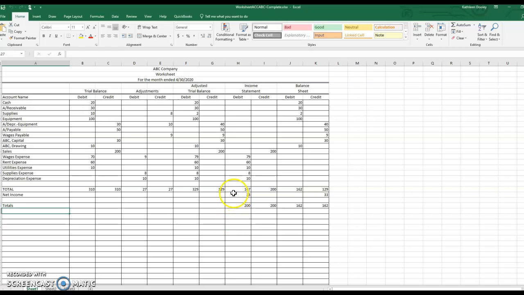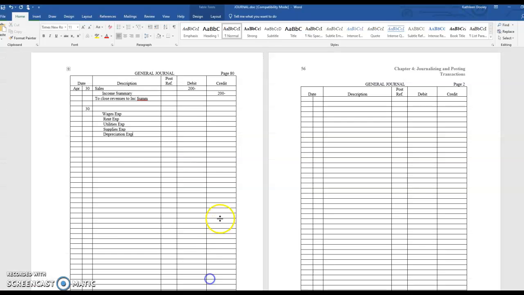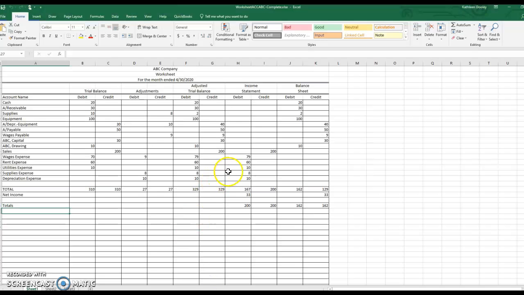Now, these are all debit balances, so we need to credit these on our closing entry so that we can bring them to 0. So we have 79 for wages and 60 for rent. Okay, so wages, I'm going to credit 79 and 60 credit for rent. And we have 10 for utilities, 8 for supplies, and 10 again for depreciation.